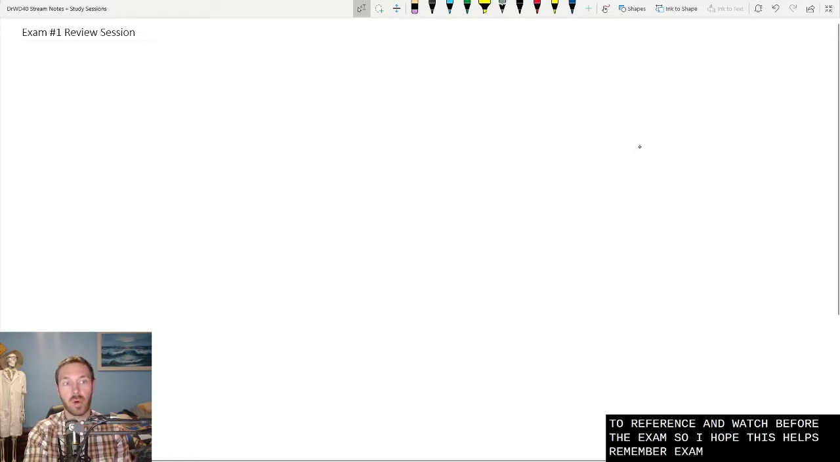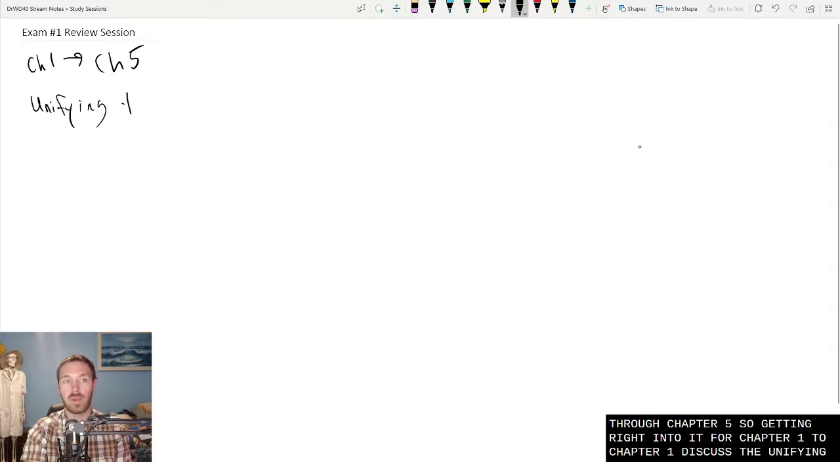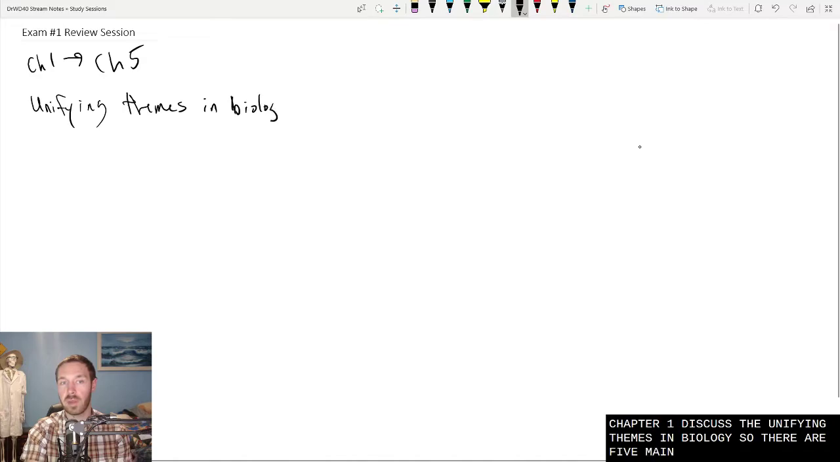So remember, exam 1 is on chapters 1 through chapter 5. Apologies if my handwriting is bad, but you have the audio and the captions up down below if they can help. So here, chapters 1 through chapter 5. So getting right into it for chapter 1. Chapter 1 discussed the unifying themes in biology. So there are 5 main themes of biology.